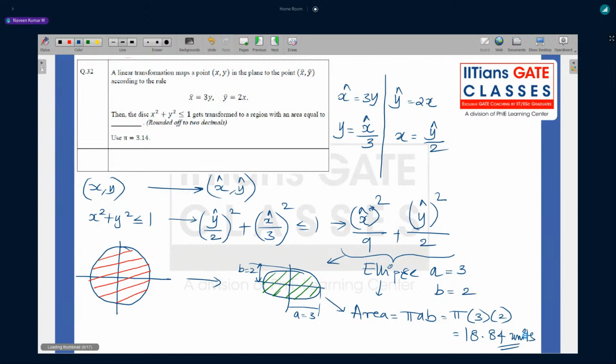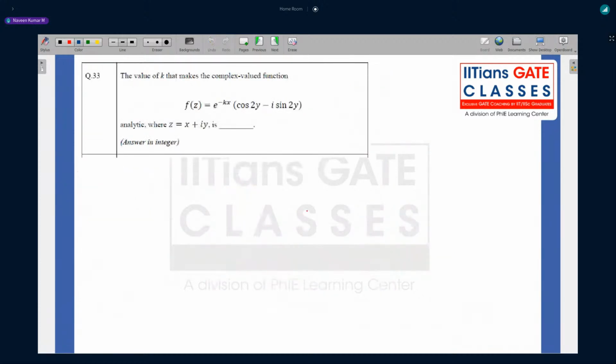Next, this one. The next is again a single mark question, from complex numbers. We are given this complex valued function, f of z equal to e to the power of minus kx into cos 2y minus i sin 2y, which is analytic. Now they're asking, if the function is analytic, we have already discussed in complex numbers.